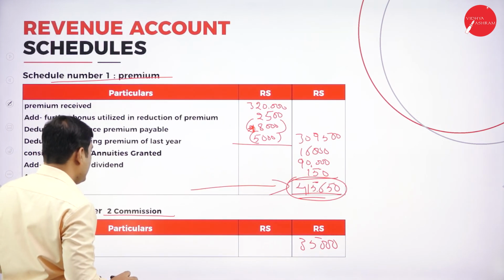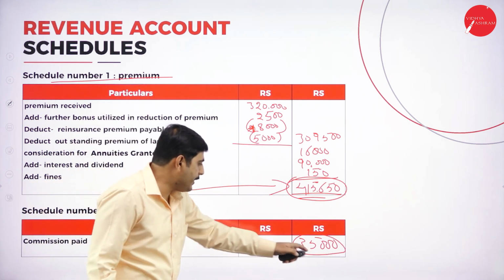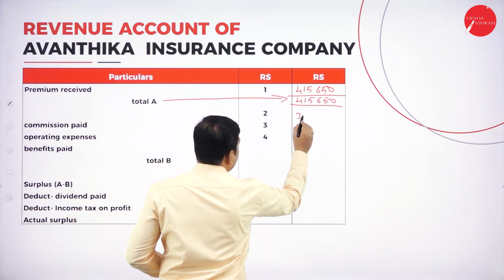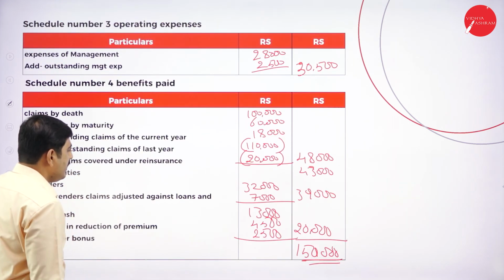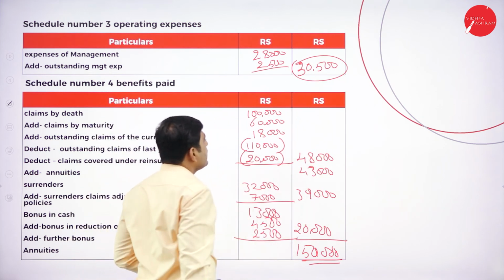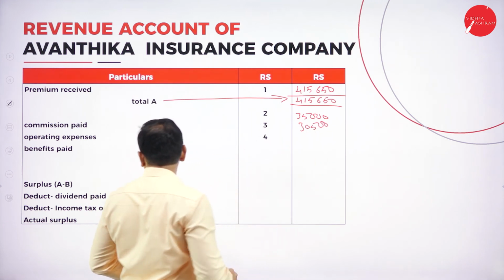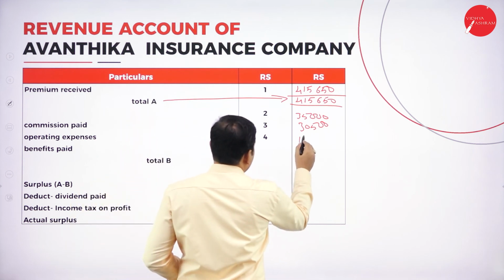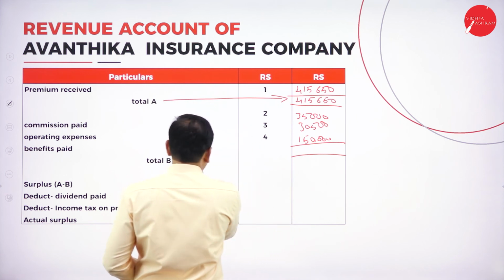Again coming to the B part, commission paid. What is the commission paid here? The total of the commission paid is 35,000. Again coming to operating expenses, schedule number 3. What are our operating expenses? 30,500 is the operating expenses. Next one, total benefits paid is 1,50,000. So write 1,50,000. Add all the amounts, it will become total B.